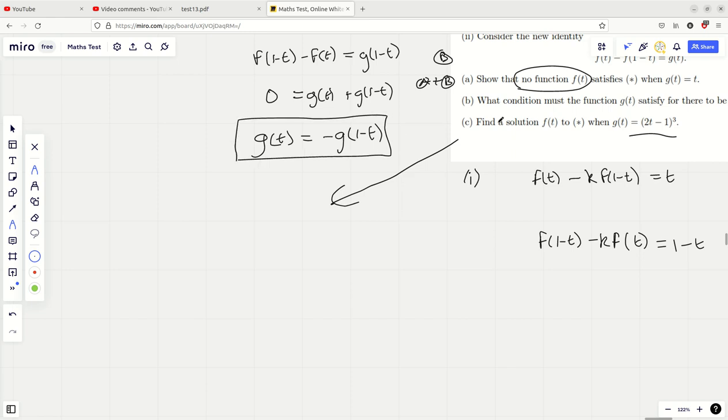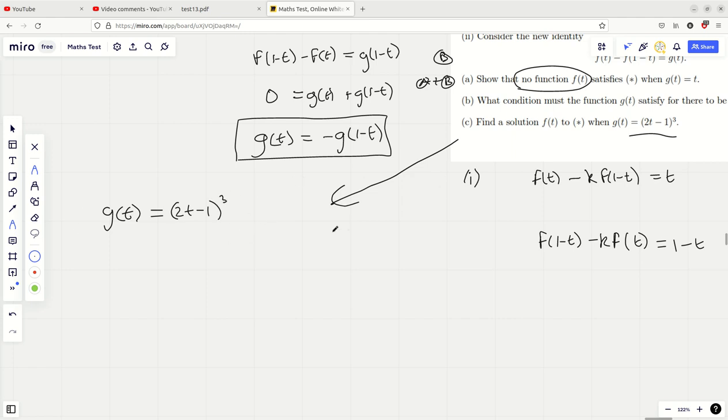Yeah, I checked my condition for 2t minus 1 cubed, because you want to check your answers when you're doing a question, don't you? And it's like, oh, this gives me a way to check, because presumably this is going to satisfy this condition. Well, if g of t is 2t minus 1 cubed, then what do we know?